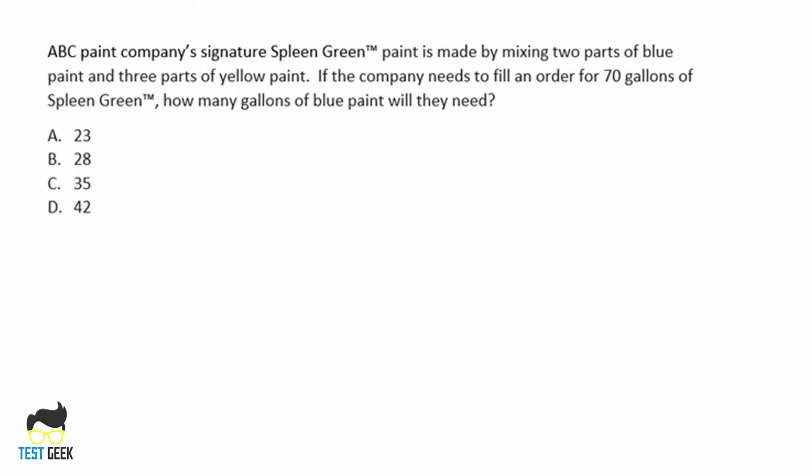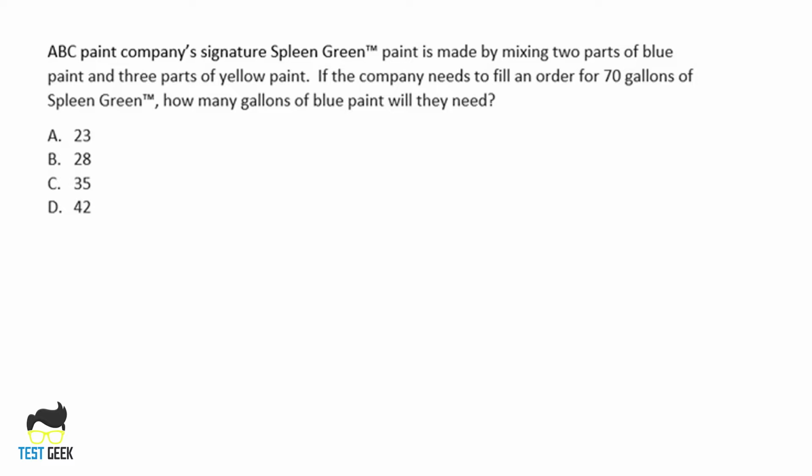So we've already talked about this idea of the ratio of 2 parts blue to 3 parts yellow paint. But they're not really asking us what the ratio is, they're going a step further. And they're saying that we need to fill an order of 70 gallons, and how many gallons of blue paint would we need? The first step would of course be recognizing that this is actually a ratio problem.